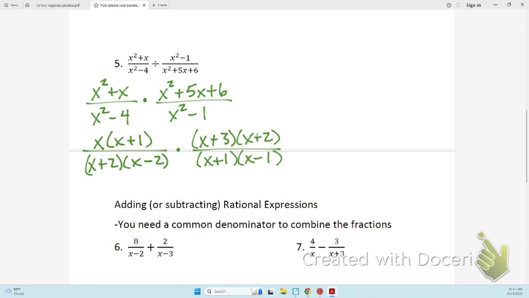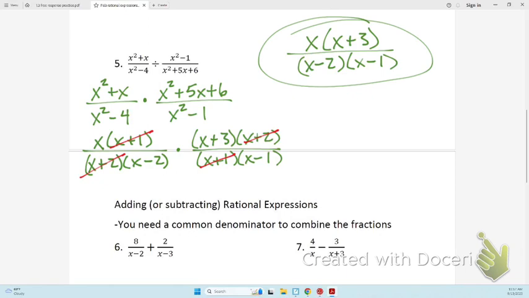So we can cross out x plus 1 and x plus 2. And our final answer will be x plus 3 over x minus 2, x minus 1.